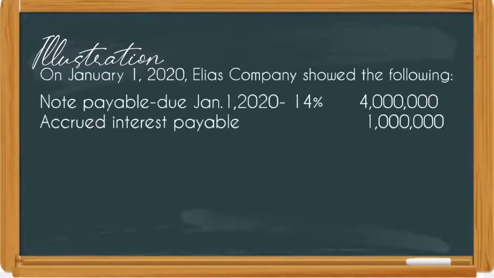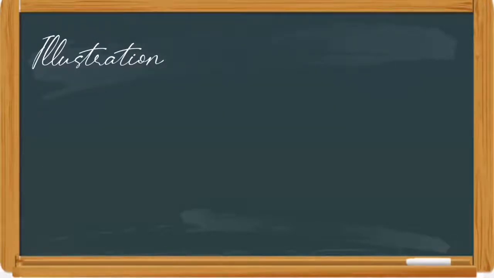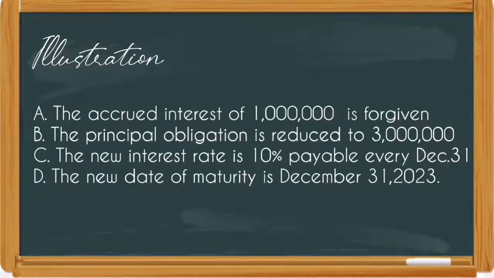For example, note payable due January 1, 2020, 4 million at 14% effective rate, and accrued interest payable 1 million. The entity is granted by the creditor the following concessions. The accrued interest of 1 million is wiped out because it is forgiven. The principal obligation is also reduced to 3 million. And the new interest rate is 10% payable every December 31. And lastly, the new date of maturity is December 31, 2023.